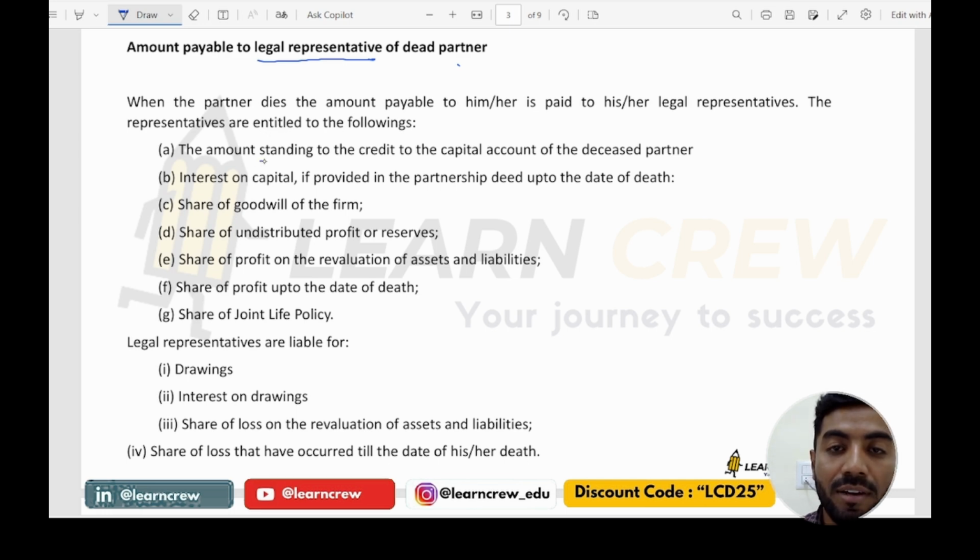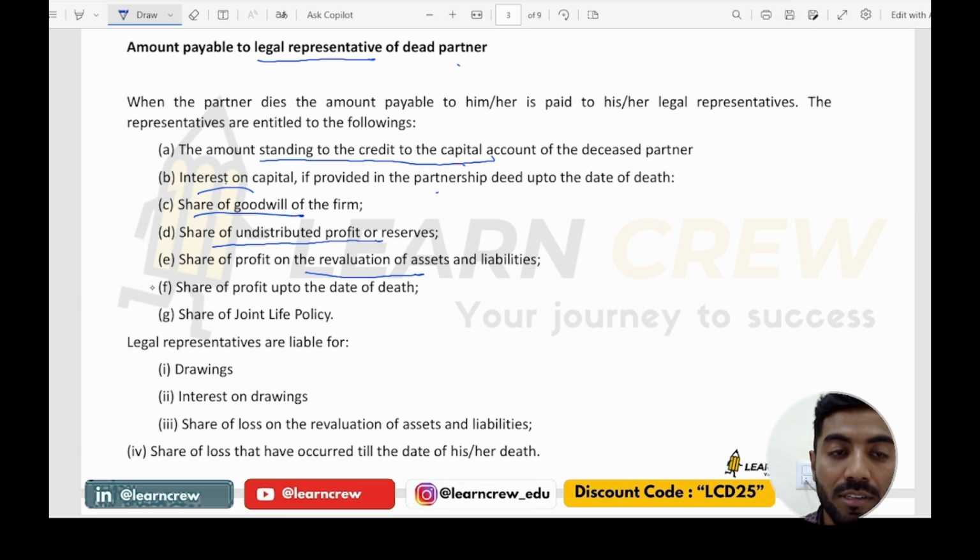The amount standing to the credit of the capital account. The closing balance, whatever balance is shown, to be paid. Interest on capital, if anything is there in the partnership deed, then that to be provided. Share of goodwill to be paid. Share of undistributed profits or reserves. If we have any reserves, that also to be paid. And revaluation profit or loss also to be taken into account.